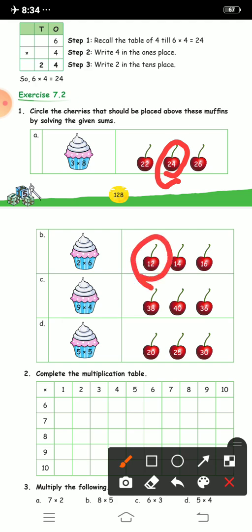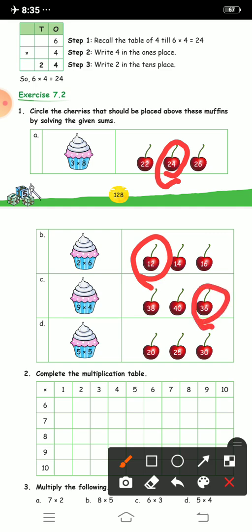Third one is 9 into 4. You can recall the table of 4. You can even recall the table of 9. So let's recall the table of 9. 1 nines are 9, then 2 nines are 18, then 3 nines are 27, then comes the answer, 4 nines are 36. Or you can say 9 fours are 36 or 4 nines are 36. Alright, so here also we will circle the correct answer.